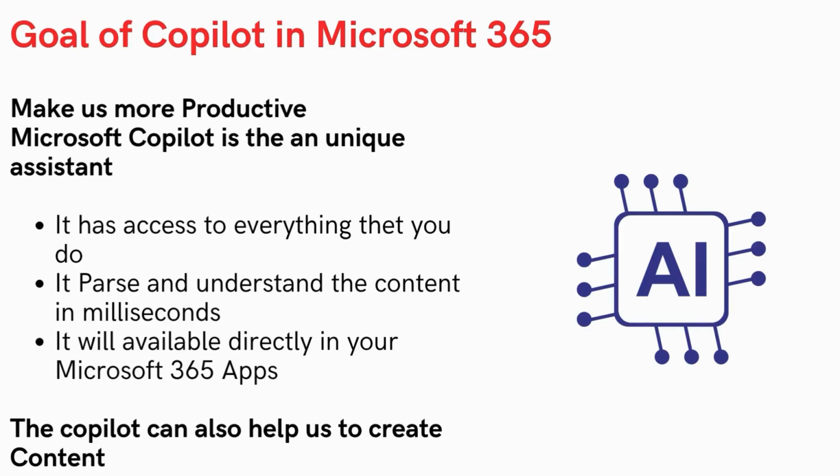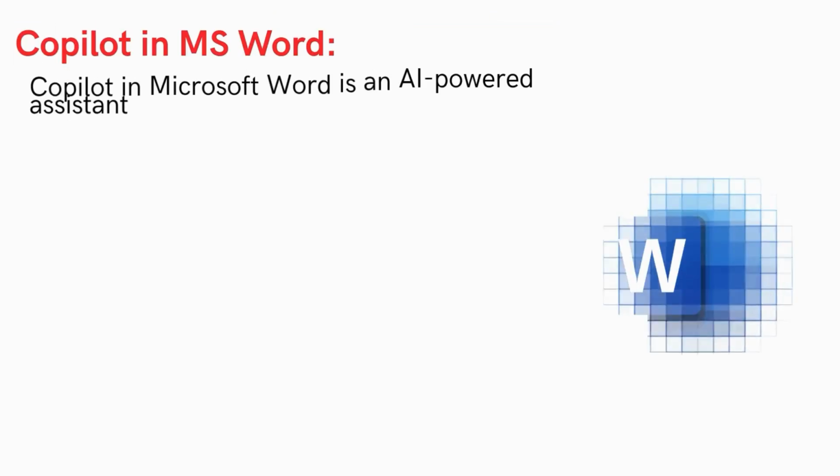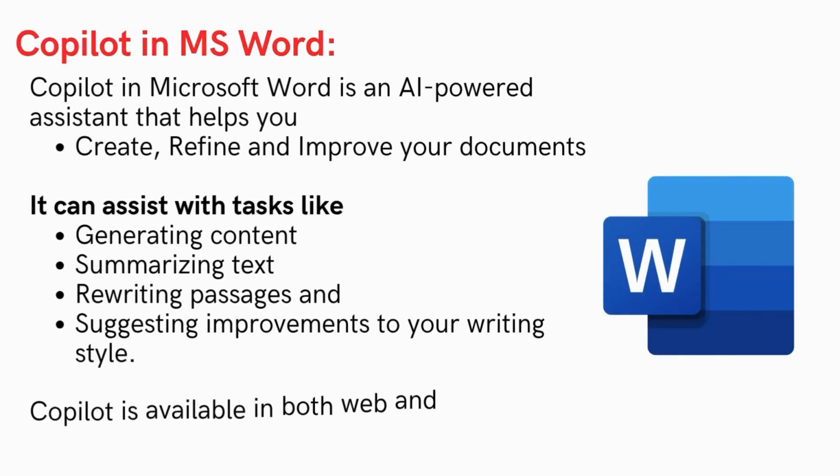Microsoft Copilot is your unique AI assistant, built to make you more productive than ever. It's available right where you work, directly inside your favorite Microsoft 365 apps. Copilot has access to everything you do: your emails, documents, meetings, and chats. It understands and parses content in milliseconds, helping you stay ahead without missing a beat. Need to create content? Copilot helps you draft, design, and deliver faster and smarter. Microsoft Copilot, your AI-powered partner for productivity. Copilot in Microsoft Word. The Copilot is also available in Word.